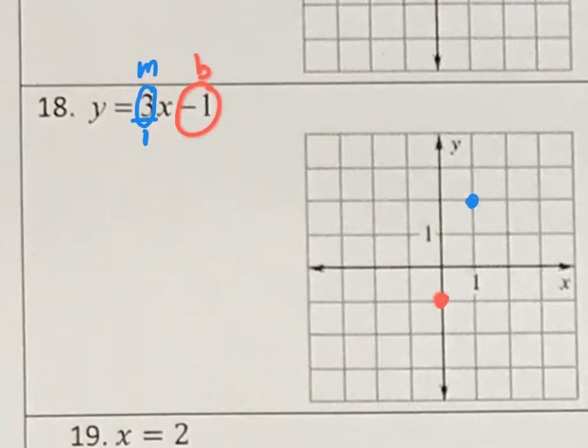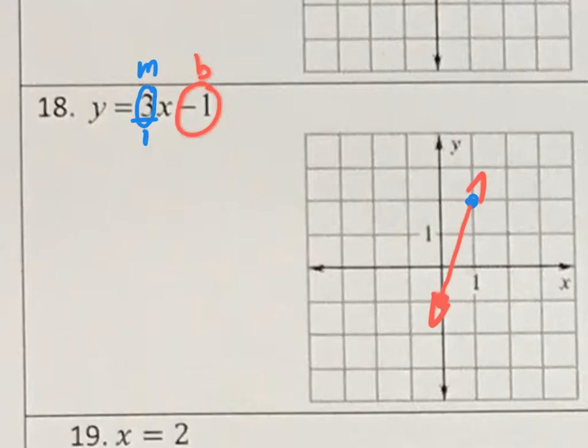Now, why did I go up 3? Because it's a positive slope. So you go up 3 over 1, and you just connect your dots, and you're done. Put some arrows on it. You graph your line. Easy stuff that every single one of us needs to know how to do.